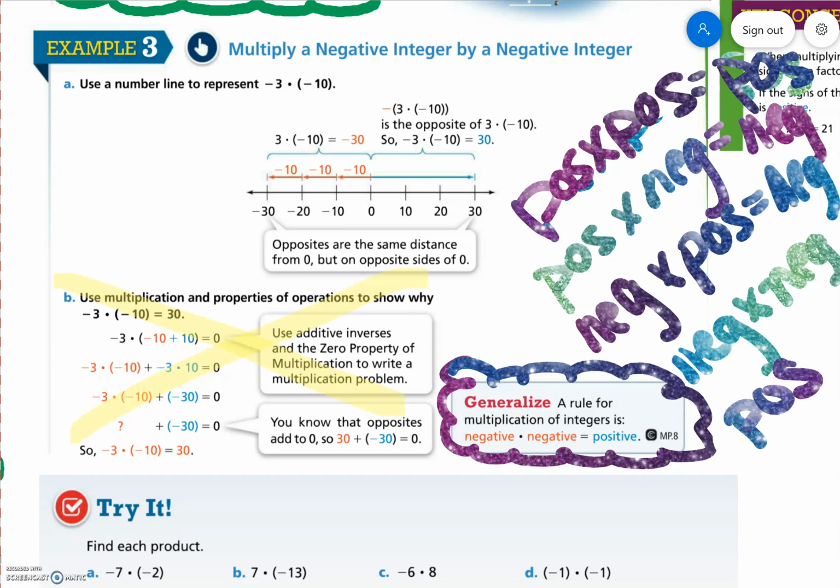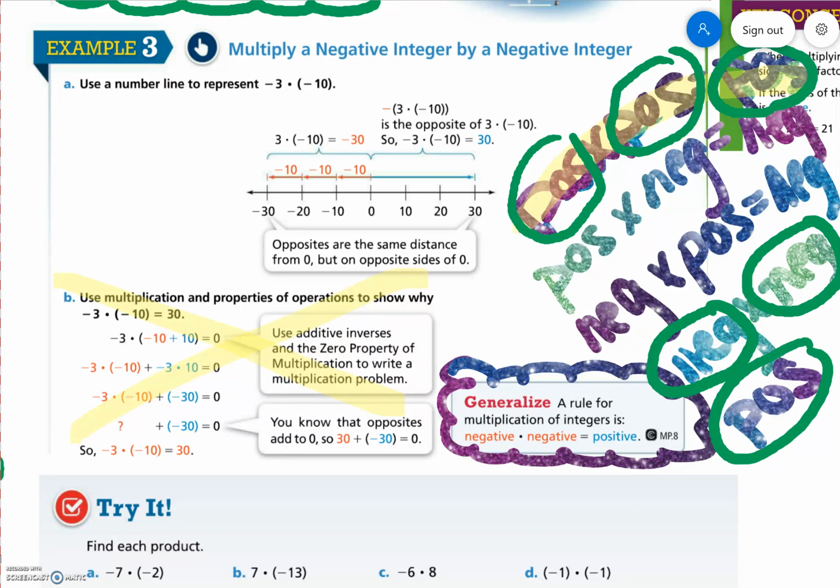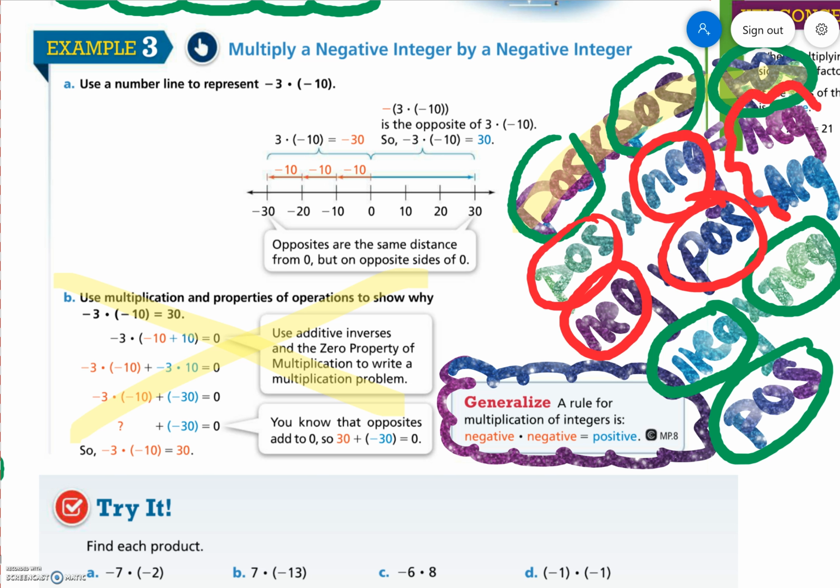Okay, so I think of it this way. If the two things we're multiplying are the same, so a positive number and a positive number, you're going to get a positive answer. Same thing here. Two things are the same. A negative and a negative give us a positive answer. But if they don't match, meaning there's a positive and a negative, or a negative and a positive, our answer is going to be negative.